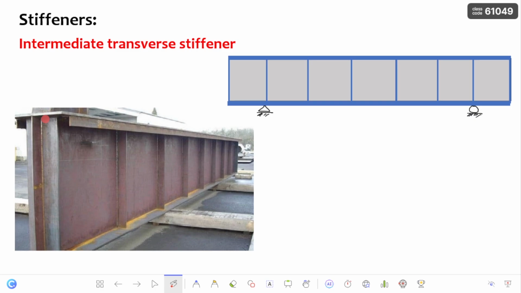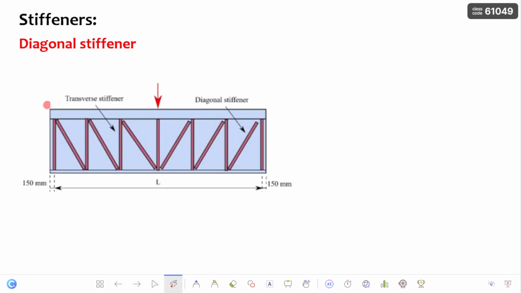Coming to the torsional stiffener. Generally, these torsional stiffeners are provided at the support locations because the possibility of torsional development is higher at the support locations, and they are provided to restrain the girders against torsional effects. Next, coming to the diagonal stiffener. This diagonal stiffener generally strengthens the local capacity of the web under shear and bending. Here you can see this is the diagonal stiffener which is provided.